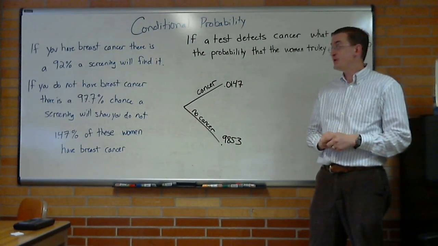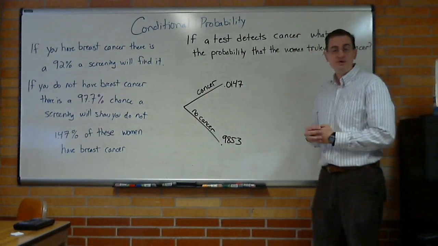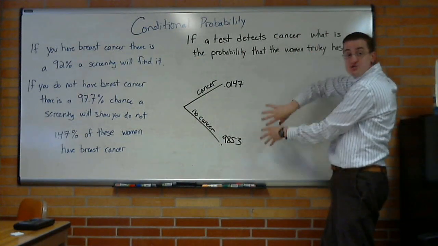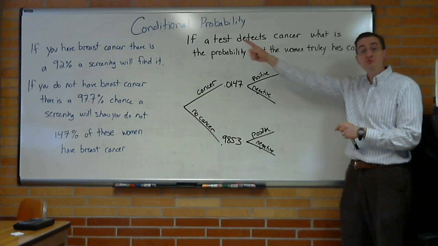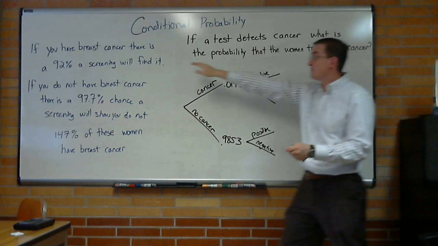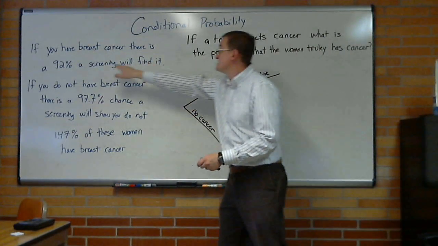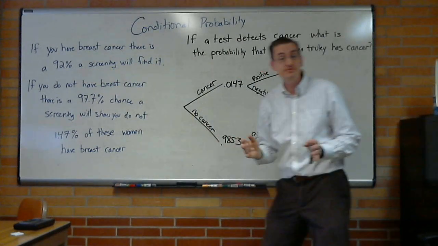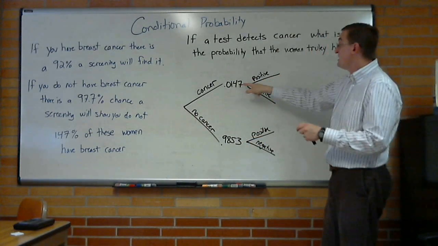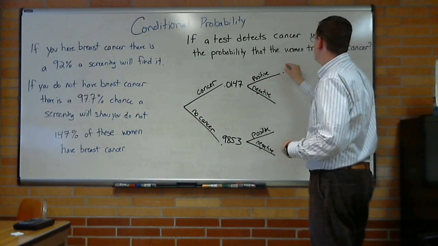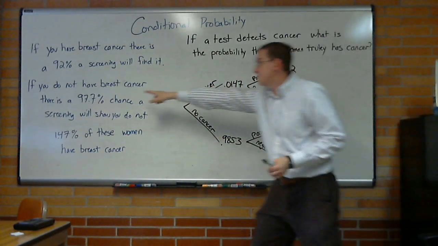For the next branch, what we're going to have is this. Did your test say positive or not? So now each one of these branches is going to have a test positive and test negative like this. Now, can I put those numbers into my tree? What do I have? If you have breast cancer, that's this branch. Then the probability of the screening finding it, which is a positive result on the test, right? Tested positive for cancer, that is 92%. So 0.92 goes there.